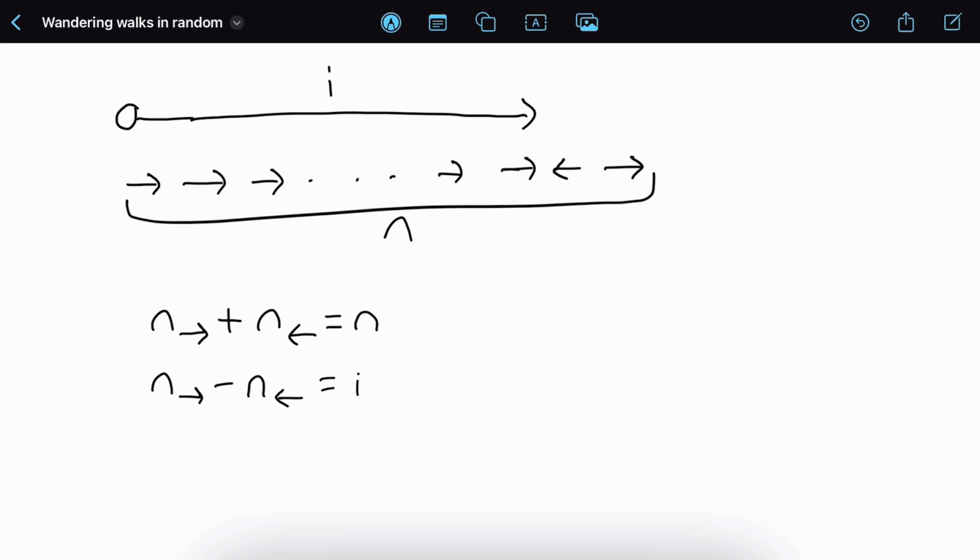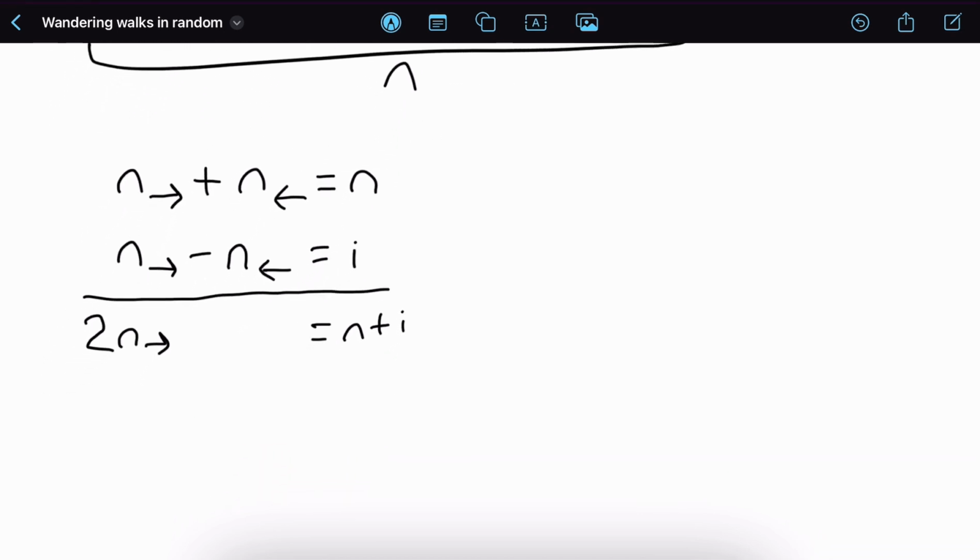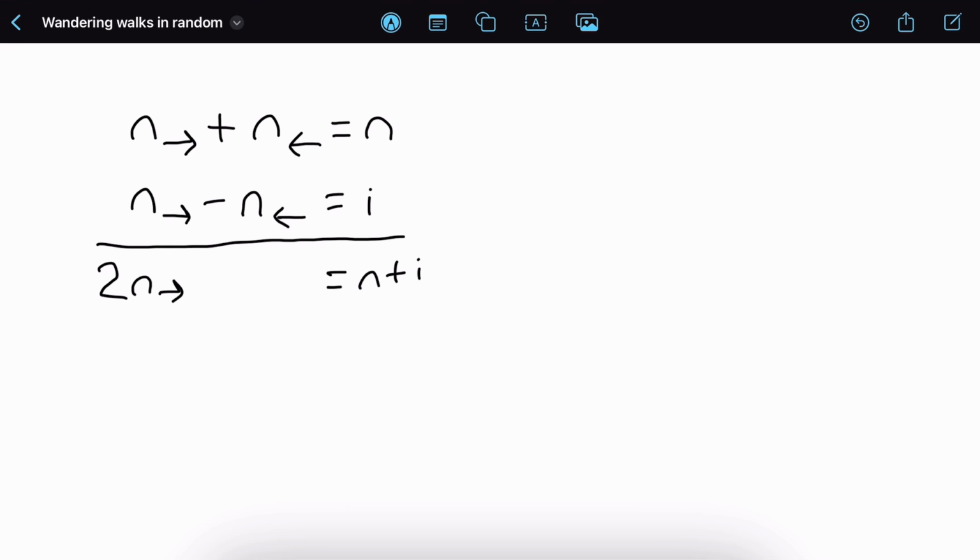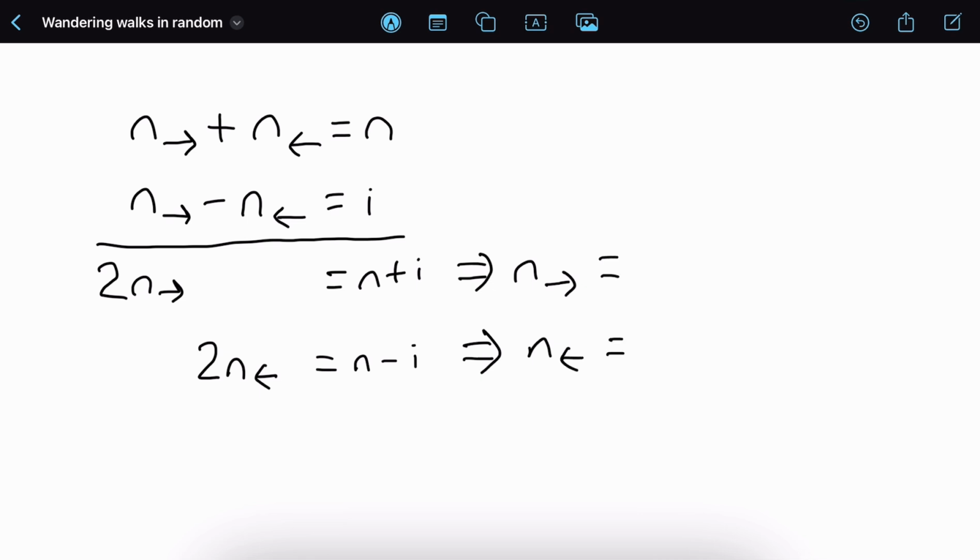And with these two relationships, we can add them together. If we just add them together, the middle terms cancel. But we can also subtract the bottom from the top. And we also get this relation. And from both relationships, we can find the number of right arrows and the left arrows to be these two expressions.